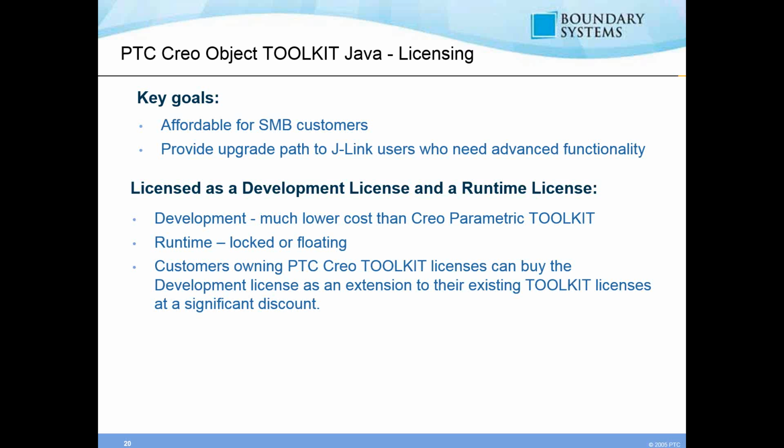But again, the development license is a lot less expensive than the older Toolkit license. If you do already own the PTC Creo Parametric Toolkit license, you can buy the Toolkit Java development license as an extension to your existing Toolkit license, again at a significant discount. I think it's half the price of the traditional Toolkit Java license to add that onto your Toolkit license.